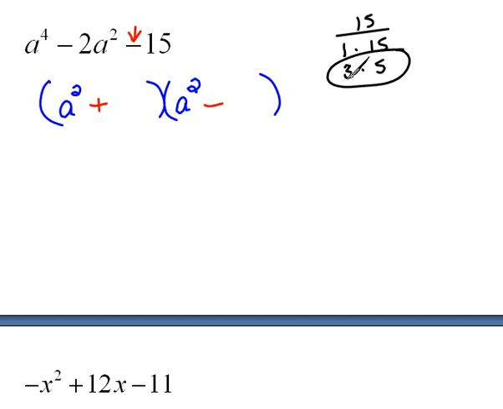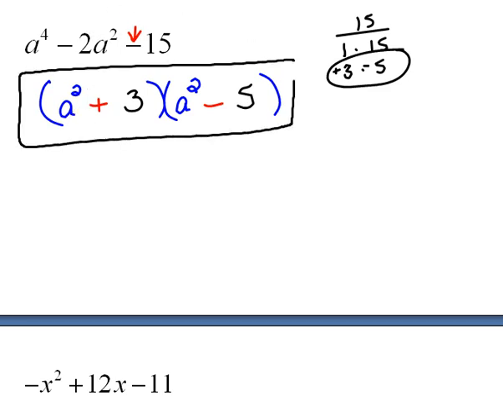But now how will 3 and 5 give us a negative 2? That only happens if the 5 is negative and the 3 is positive. So that tells us that the positive is 3, the negative is 5, because positive 3a squared minus 5a squared is a negative 2a squared.